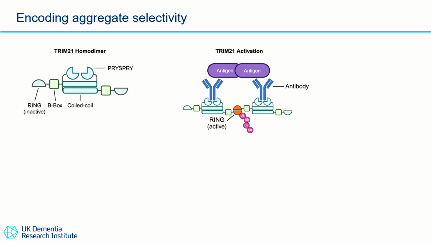Secondly, we've taken this forward into a more targeted protein degradation mechanism. We made this observation that TRIM21 on its own is inactive as an E3 ligase. It's only when it engages a multimeric complex bound by multiple antibodies that the RING domains become engaged with each other, cluster, and become activated. So this gives us a mechanism by which we can start to try and encode aggregate selectivity.